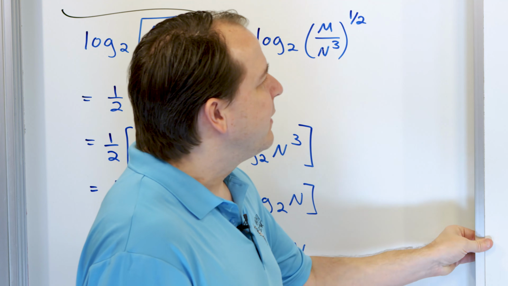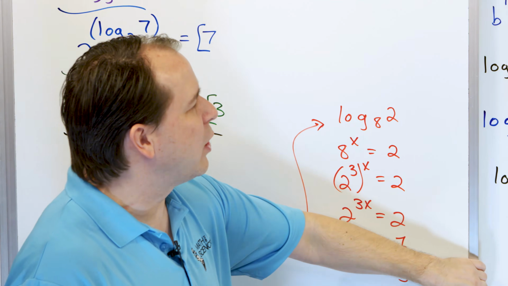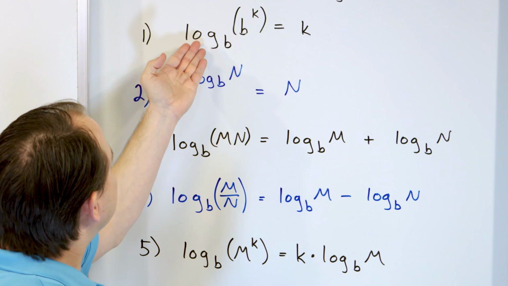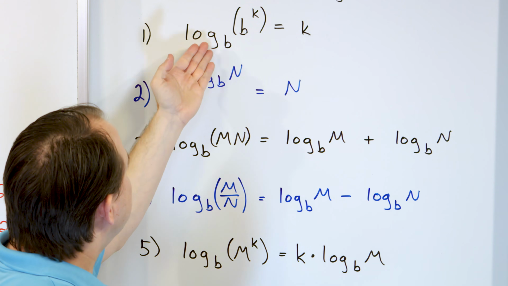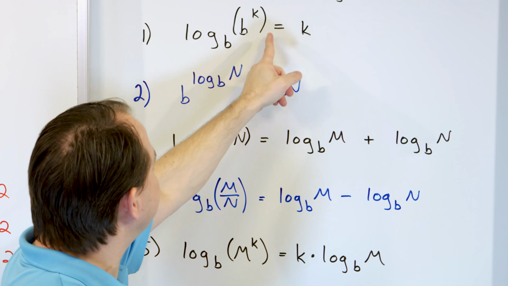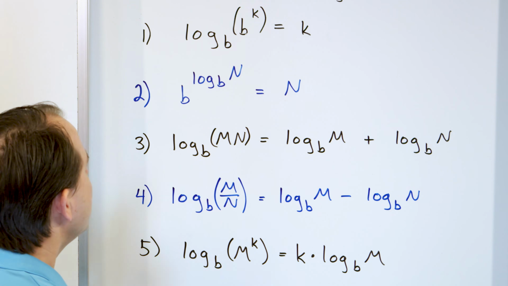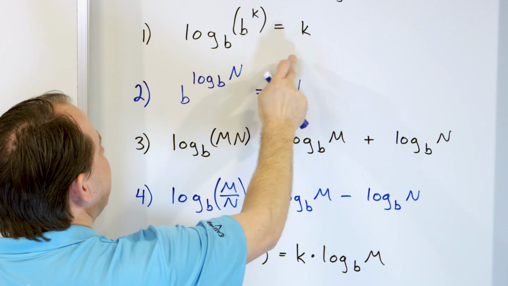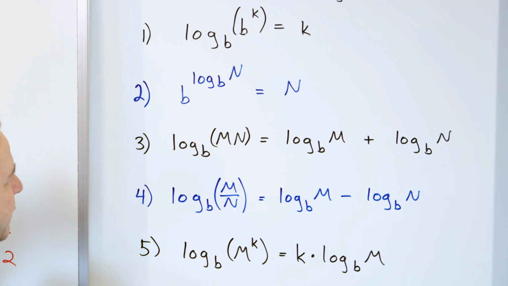So again, to recap, there are 5 primary laws of logarithms that I want you to really remember and burn in your mind. When you have the log, base b, of an exponential with the same base, they kill each other and you just get back the exponent. When you have an exponential of a logarithm, same base, they kill each other and you just get back what you were doing the logarithm of.